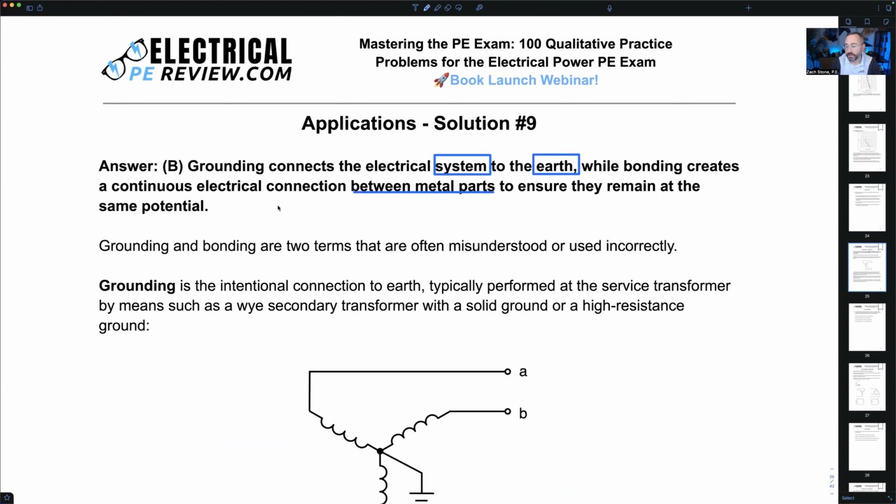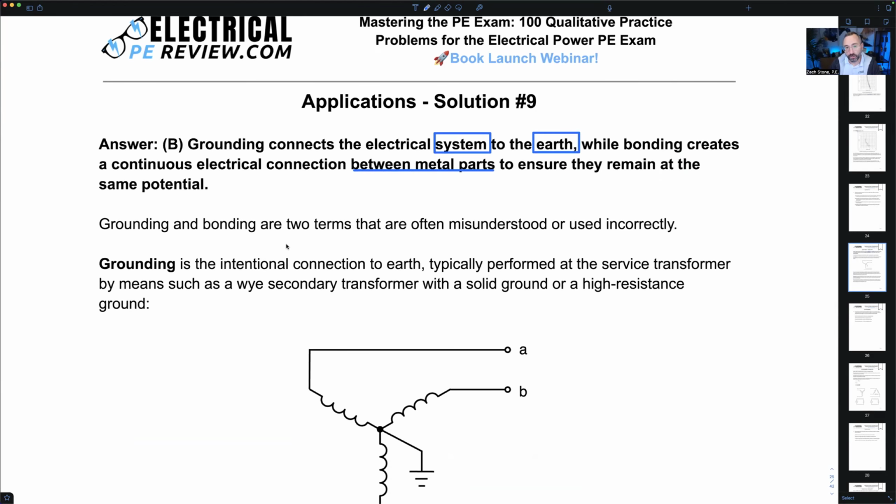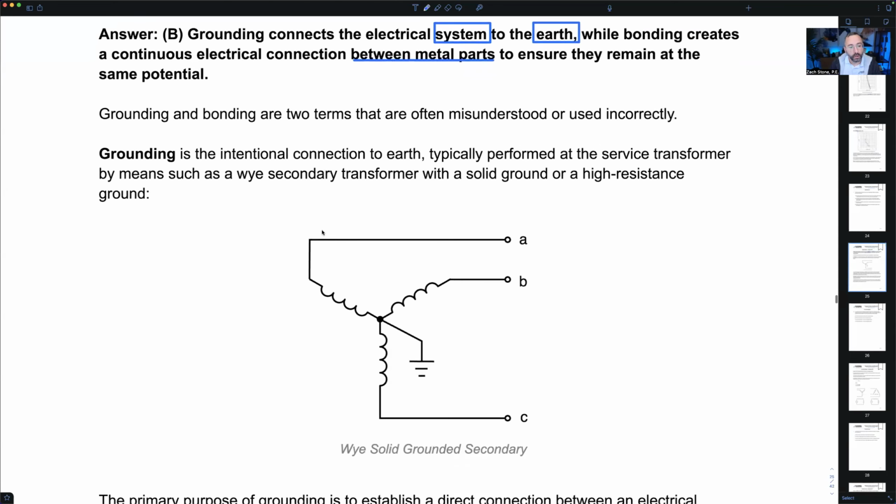All right, let's investigate these terms a little bit further. Again, these are often misunderstood. You can buy books that are hundreds of pages specifically just discussing the different examples and the differences between grounding and bonding. So grounding, when we look at a service transformer, or when we look at a large enough transformer that's feeding a big feeder bank, the way that transformer is grounded dictates the system grounding.